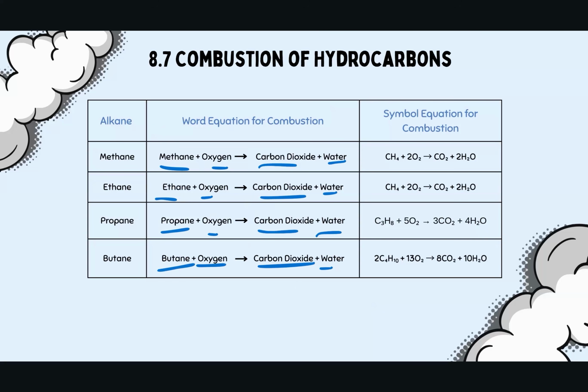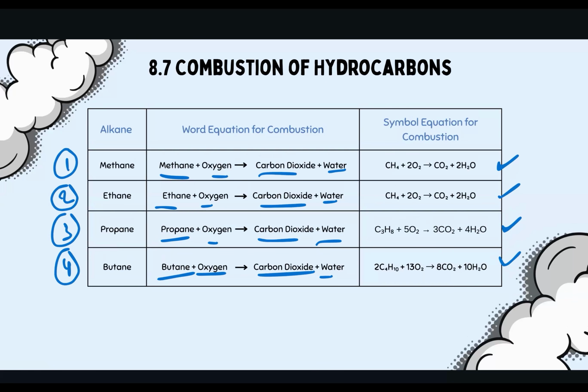Okay, now, if we look at the symbol equation for combustion, one of these is incorrect. So I want you to identify which one is incorrect and write down the correct symbol equation for it. If you're not able to write down the correct symbol equation for it, even if you just tell me which one is incorrect, 1, 2, 3, or 4. So out of these symbol equations, which one is incorrect?